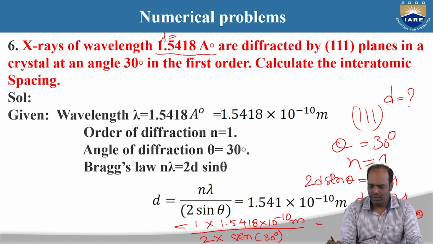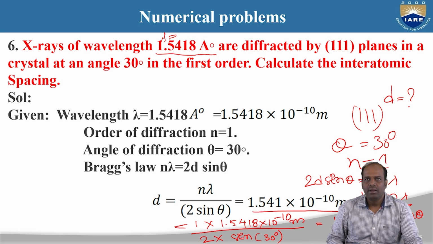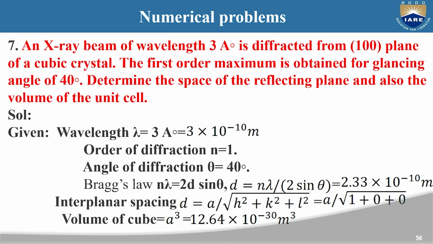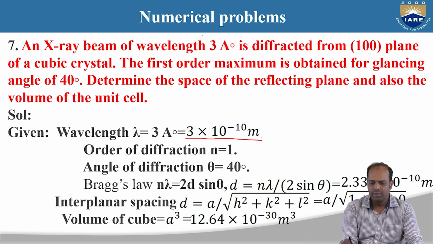So we are getting the value 1.541 × 10^-10 meter as the interatomic spacing for this particular X-ray wavelength. Next problem. An X-ray beam of wavelength λ = 3 angstrom is given. Here angstrom is converted into meters, where 1 angstrom is equal to 10^-10 meters.